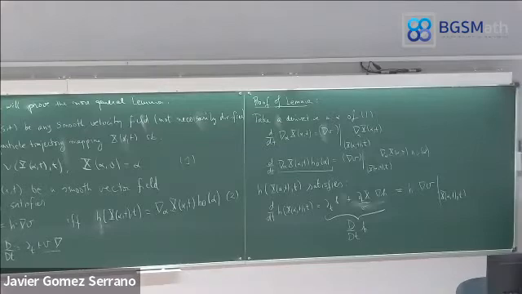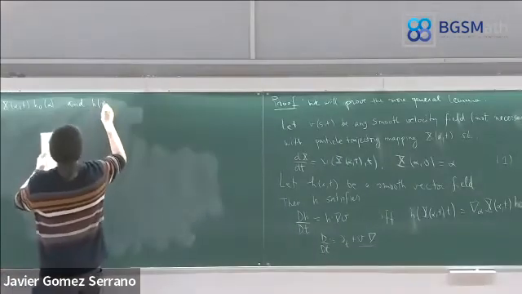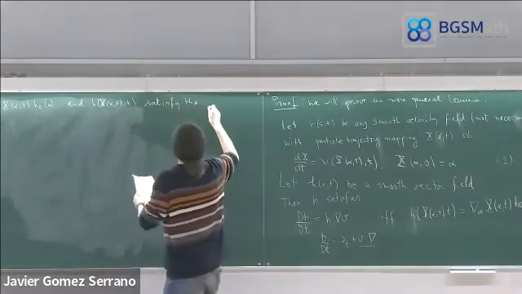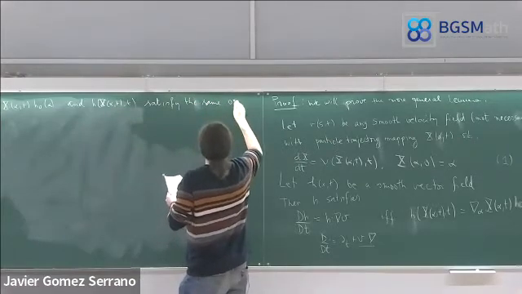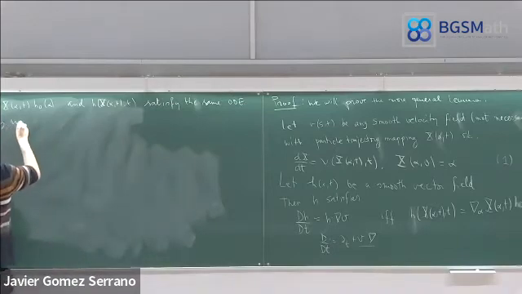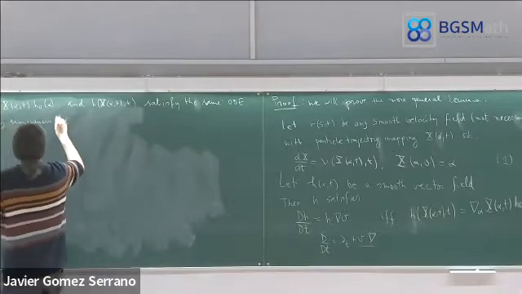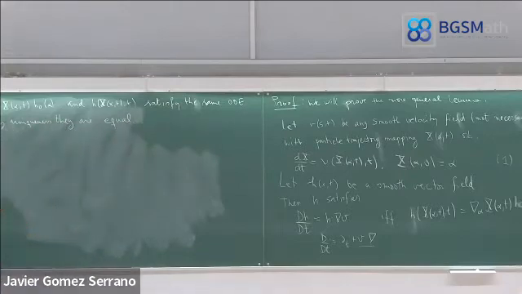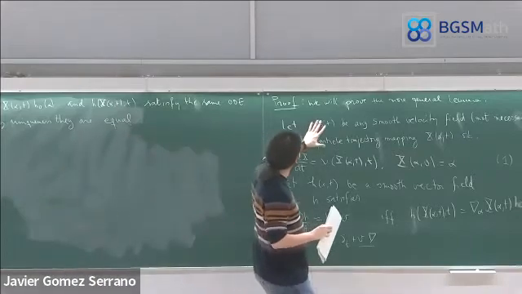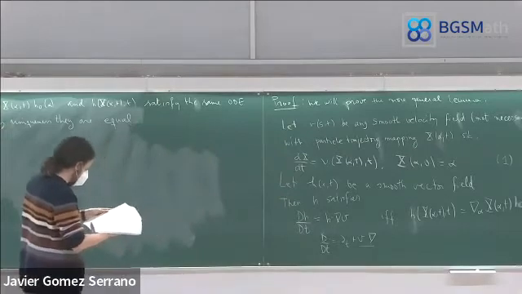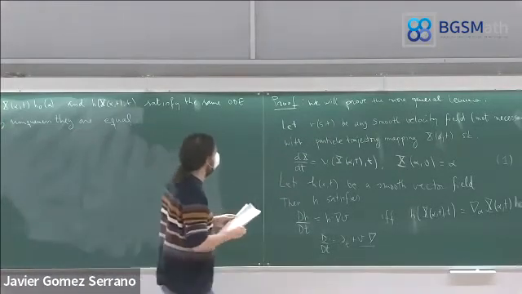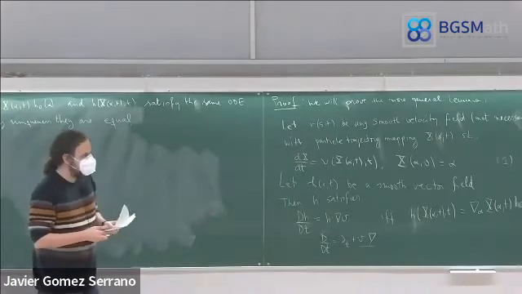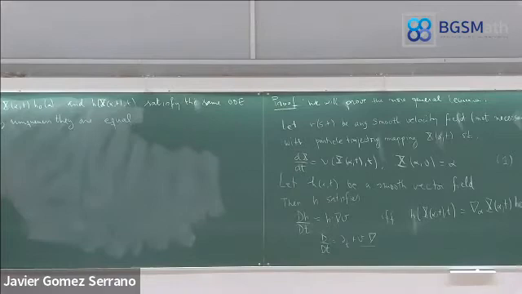By uniqueness, they are the same. So this proves the lemma, which was more general, and it automatically proves the less general lemma simply by taking H to be omega. So in particular, this implies the vorticity equation.